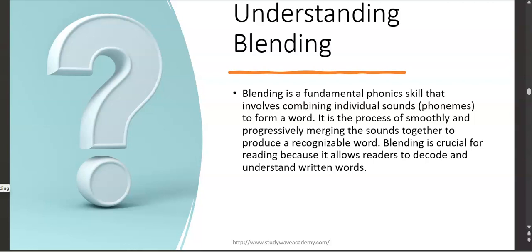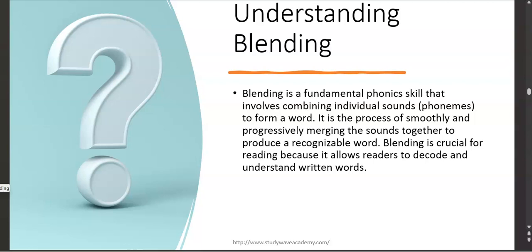Phonemes, okay? So for now in our class, we're going to be good English speakers, whereby instead of saying sounds, we say phonemes, okay? So the process, or the skill, of combining these sounds together is what we call blending. The skill of combining phonemes together is what we call blending. So it's the process of smoothly and progressively merging the sounds together to produce a word.